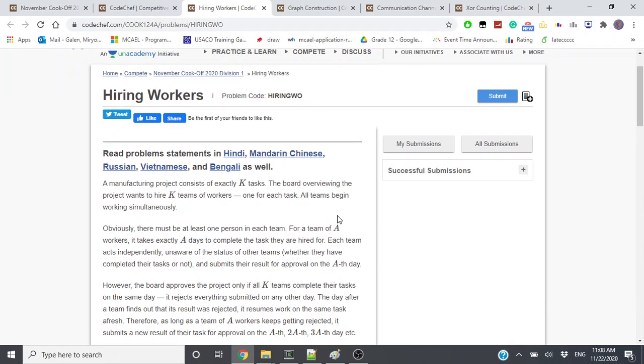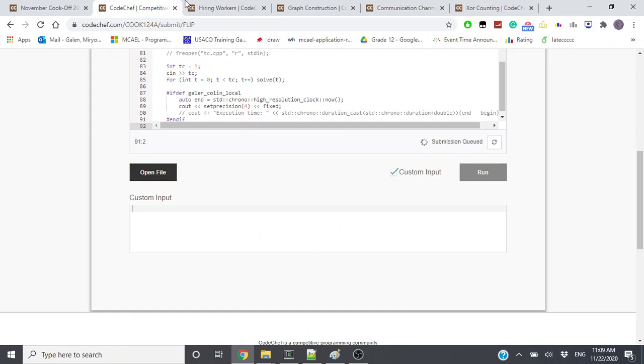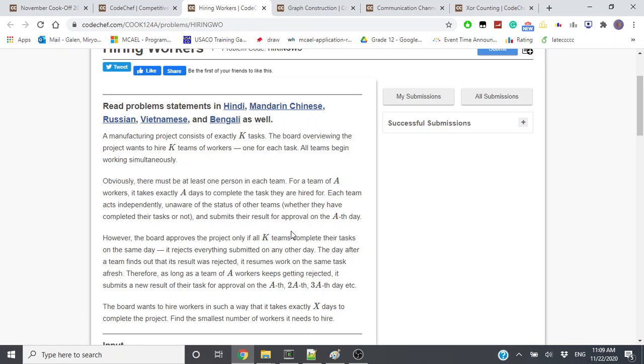Manufacturing project consists of exactly k tasks. The board overseeing the project wants to hire k teams of workers. All teams begin working simultaneously. Obviously, there must be at least one person in each team. It takes 8 days to complete the task they're hired for. Each team acts independently and submits their result for approval on the 8th day.